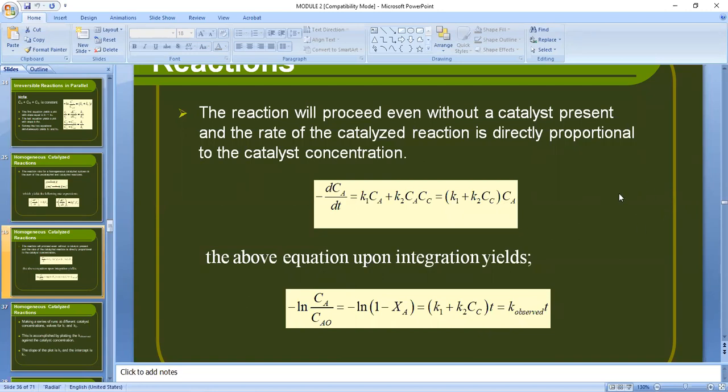So for your homogeneous catalyzed reactions, you are given instances wherein the concentration of the catalyst is being varied. And based on the different concentrations of the catalyst, how well is the reactant, let's say A, being converted to the product, or how fast is it being converted to the product? How fast is it being consumed? Okay, so this is the main equation that you should not forget regarding homogeneous catalyzed reactions.